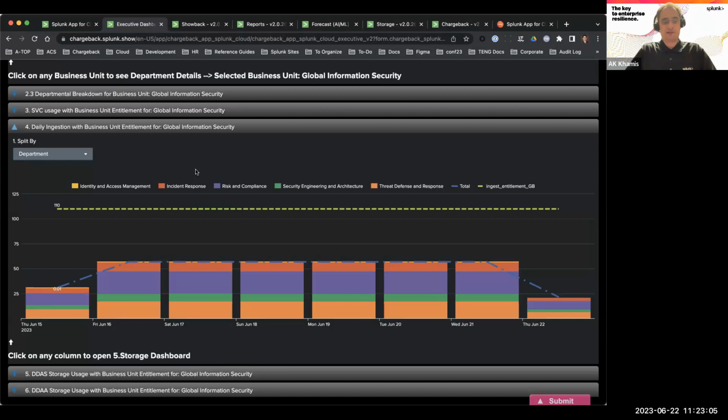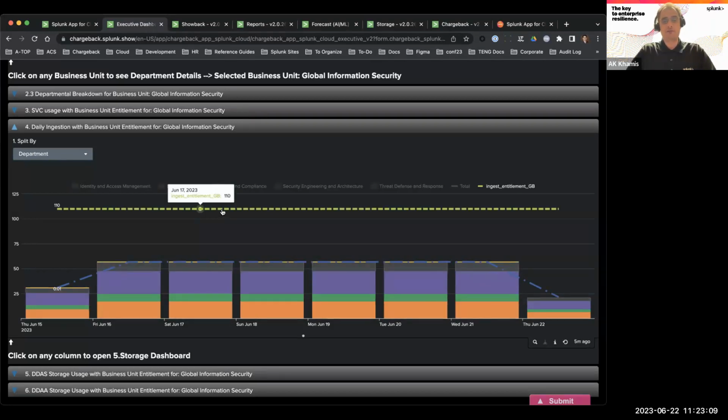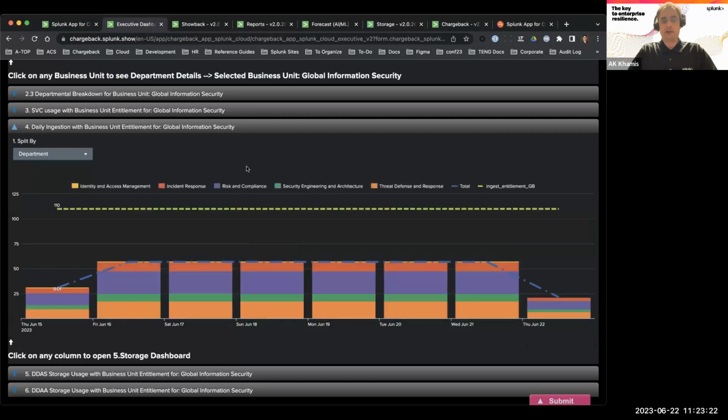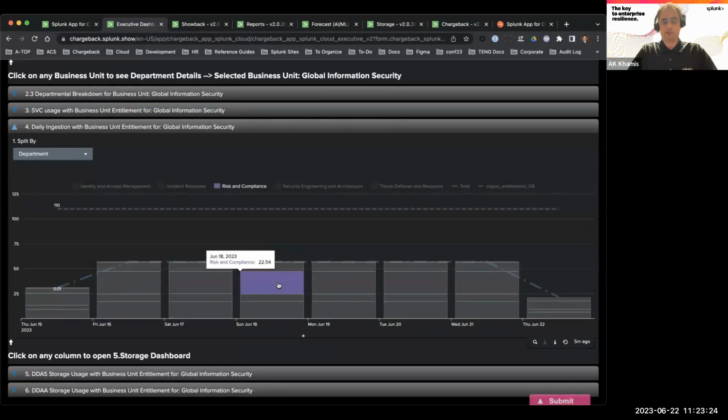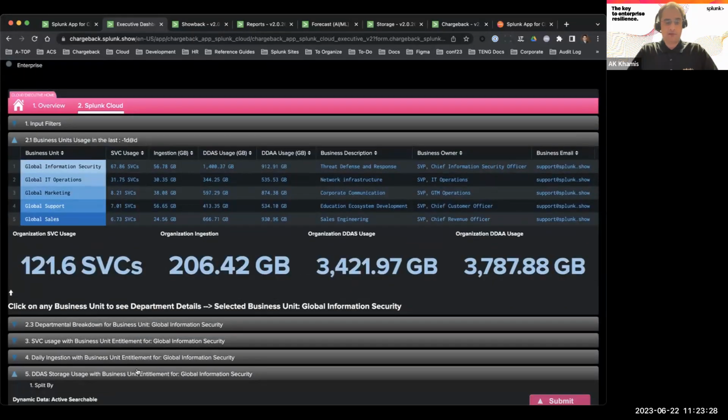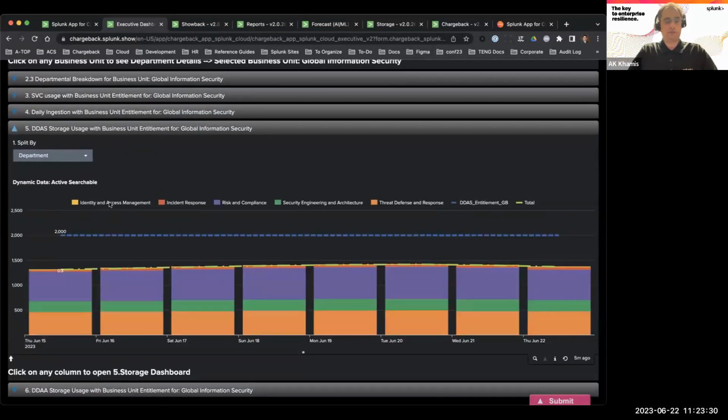So in other words, if they were on ingestion, we had a quota set for them at 110 gigabytes. Obviously, if you're a volume-based customer in cloud, you would also be able to see that, and that would help you understand where you stand, right? And also which department is responsible for most of that ingestion. Now, the same thing for storage. I'm not going to go over that again.